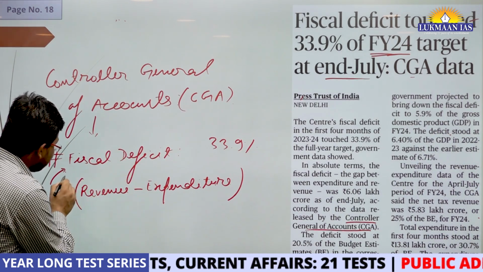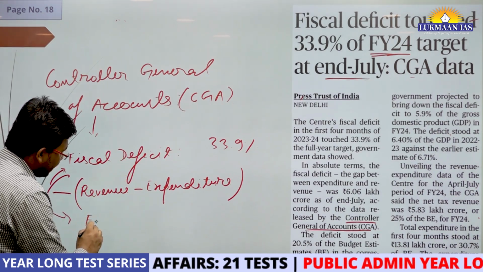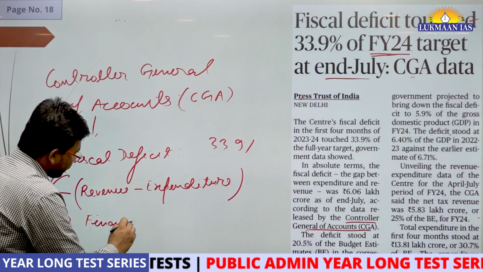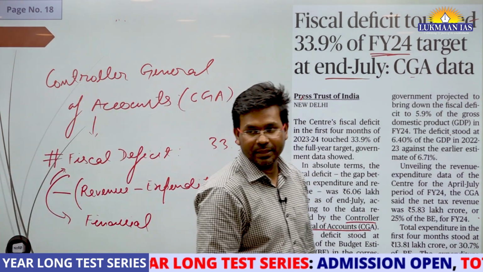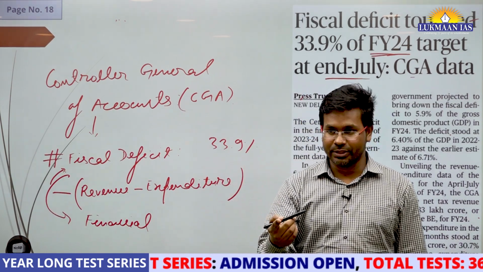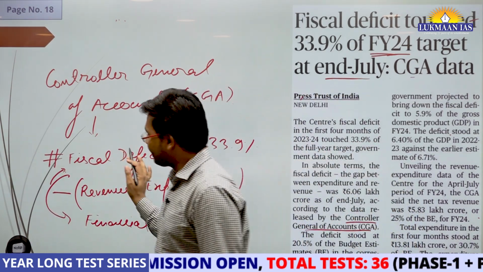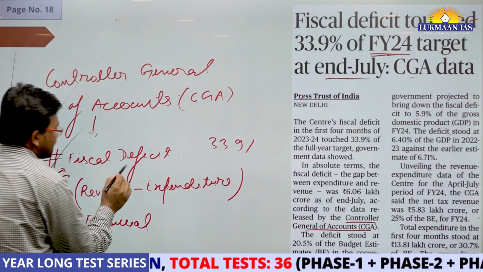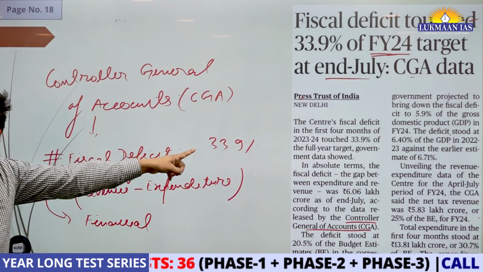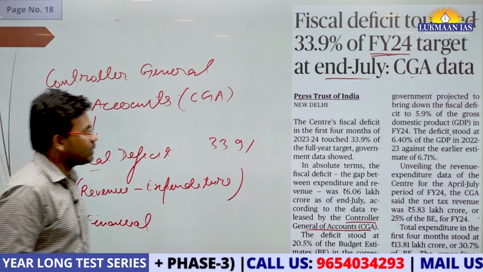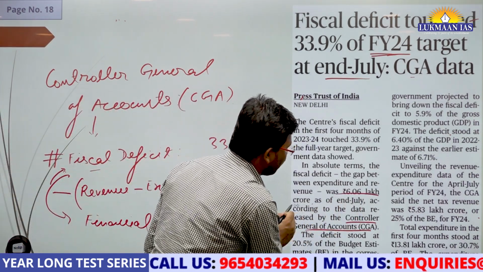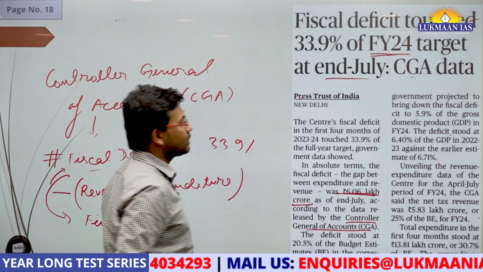So fiscal deficit is calculated over a financial year. The financial year starts from 1st of April until 31st of March. They have recently calculated that the fiscal deficit has touched 33.9%, which is around 6.06 lakh crore rupees.